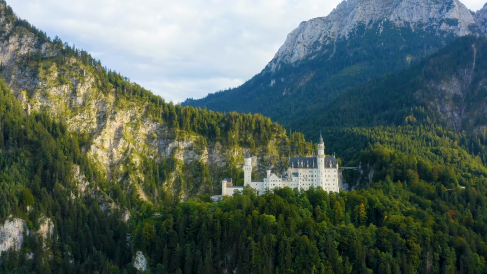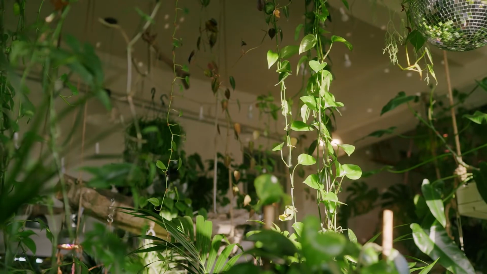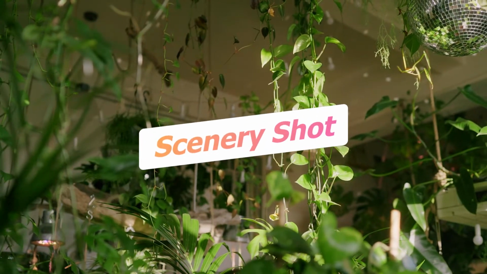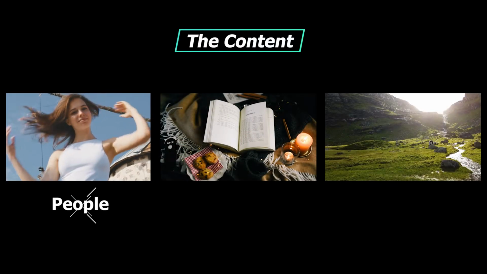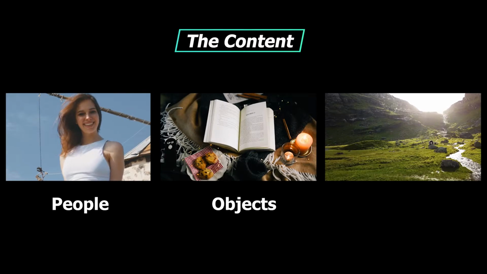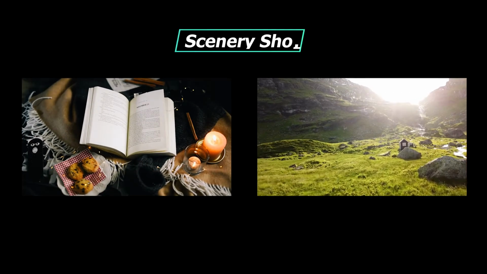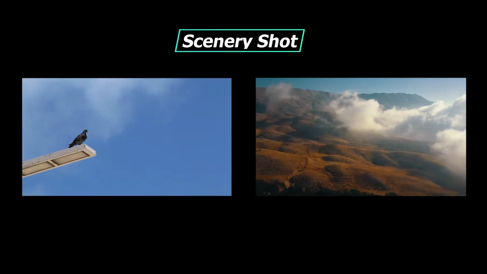The scenery shot serves as a very important audio-visual language, which we can often see in the video. Then what is a scenery shot? Generally speaking, we would divide the content in a video into people, objects, and the scene. Simply put, a scenery shot is a shot without people. So today, we will talk about how to use scenery shots.